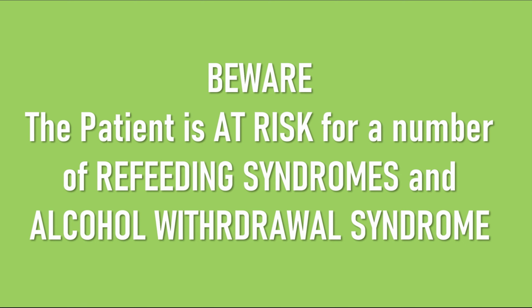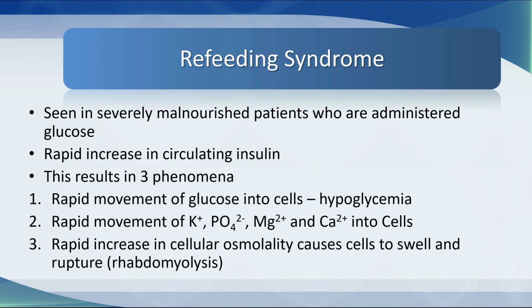Let's talk about refeeding. Refeeding syndrome is seen in severely malnourished patients who are administered glucose. It's due to a rapid increase in circulating insulin, and this results in 3 phenomena. 1, the rapid movement of glucose into the cells, resulting in hypoglycemia. 2, the rapid movement of potassium, phosphorus, magnesium, and calcium, but principally potassium and phosphorus, into cells, resulting in hypokalemia and hypophosphatemia. And 3, the rapid increase in cellular osmolality causes cells to swell and rupture.